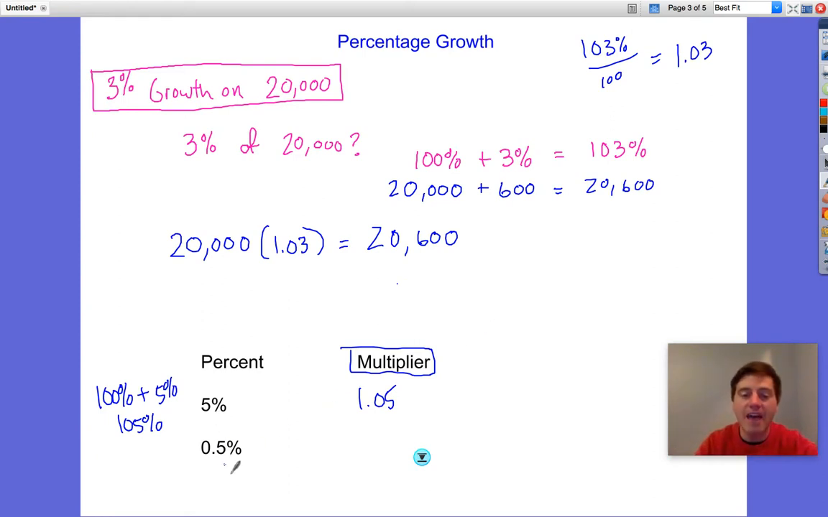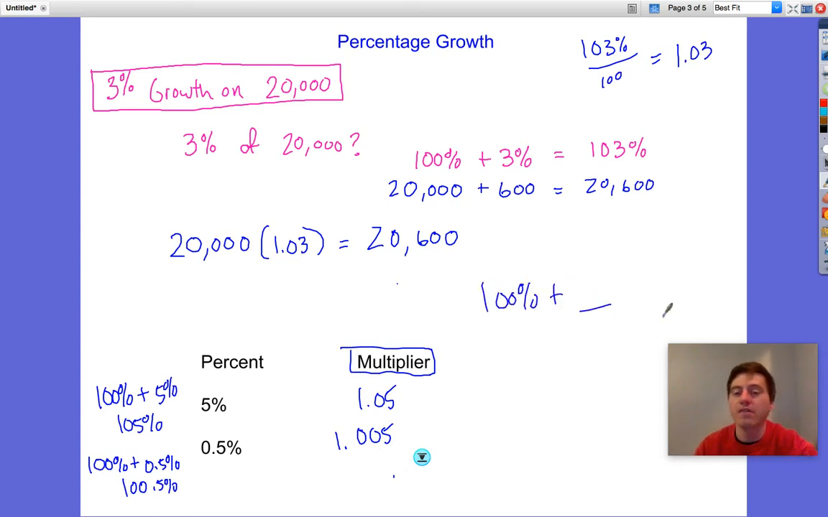What about a 0.5% growth? Well, I would just do the same thing. 100% plus 0.5% is 100.5%. Divide that by 100 to get your multiplier, which would be 1.005. And there you go. That is your multiplier to find a 0.5% growth. All we're doing is starting with 100%, adding on whatever your growth percentage is, and then you can turn this into a decimal and use it as your multiplier.